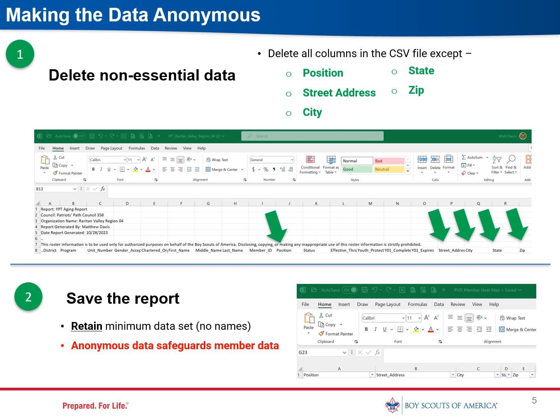There are a lot of heat map tools online, and some have limits as to how many addresses you can plot, in particular free versions of the software. For the YPT report, delete all columns except position, street address, city, state, and zip, then save as the CSV data to a local secure drive.